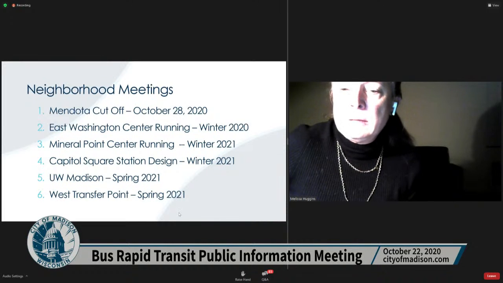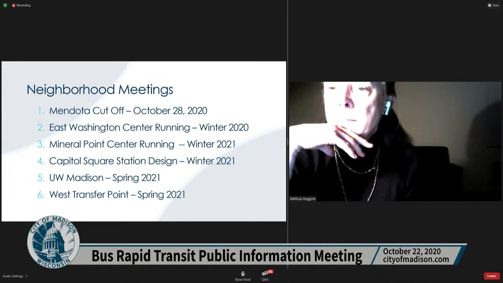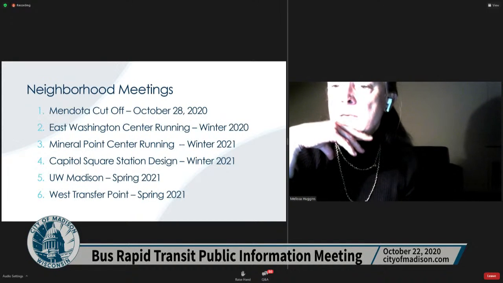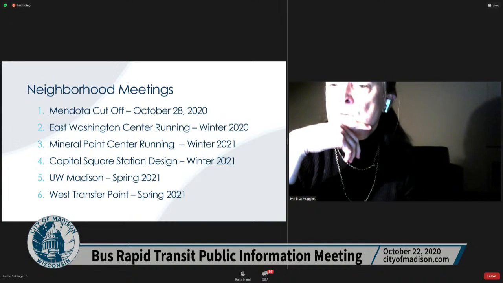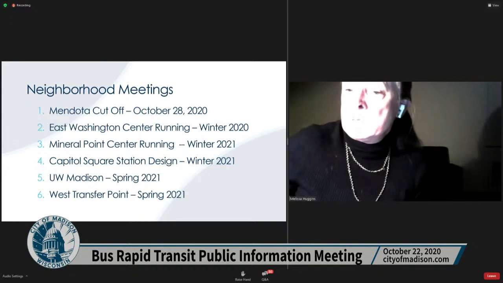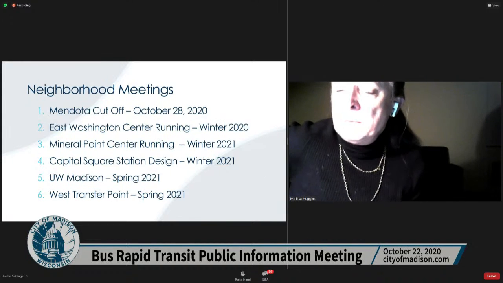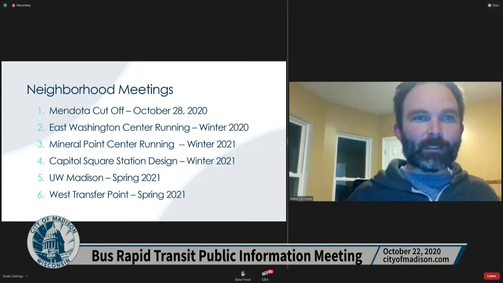Neighborhood meetings, we've got, I think it was mentioned, the Mendota Cutoff in October, next week, on the 28th. And then we'll be digging into East Washington Center running, particularly with the businesses and neighborhoods that surround there. Same with Mineral Point Center running. And then Capitol Square Station design, which is a hot topic for a lot of the businesses downtown and on the square. UW-Madison, and then also the West Transfer Point, which may come up as a part of the Metro route transit plan, network design plan.